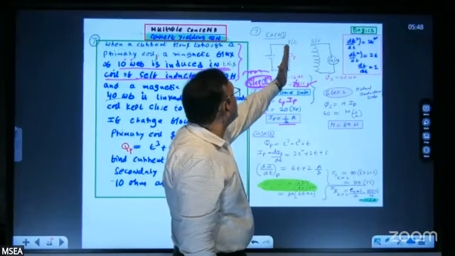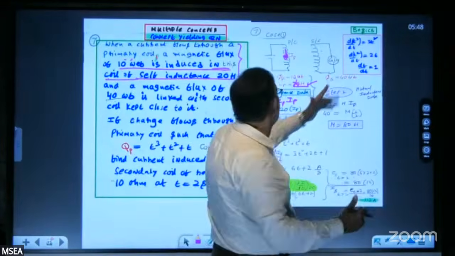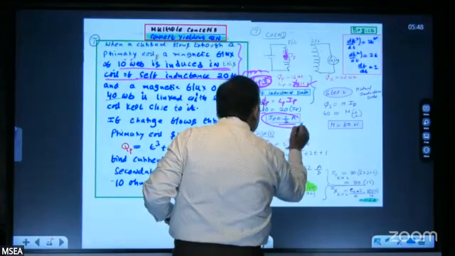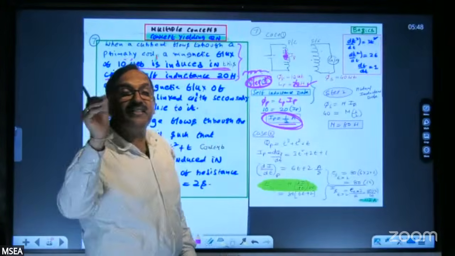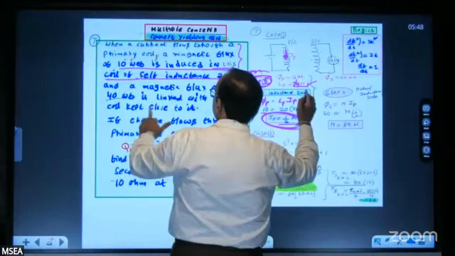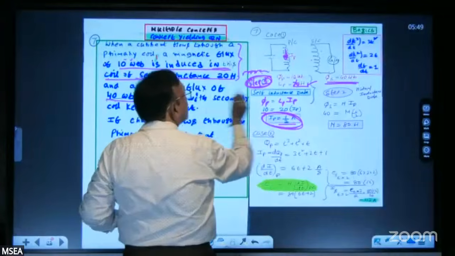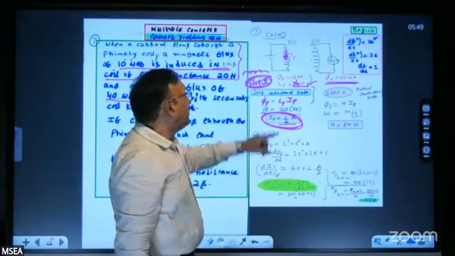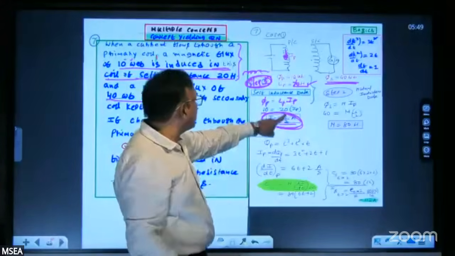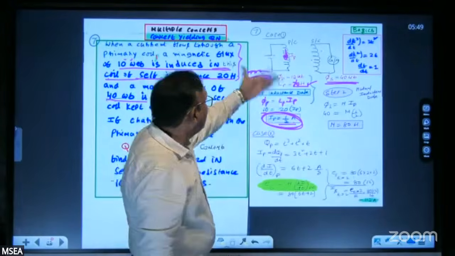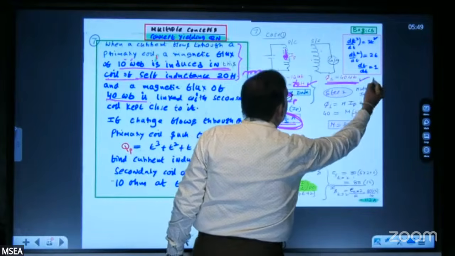Because of the current flowing through this primary coil, some field and flux are being linked with the secondary coil. Because of this particular current, some flux is linked with the secondary coil. The flux linked with the secondary coil is 40 Weber. From the first four lines of data, you understood how much current is in the primary coil. Then, because of this current, he's telling how much flux is being linked with the secondary coil.